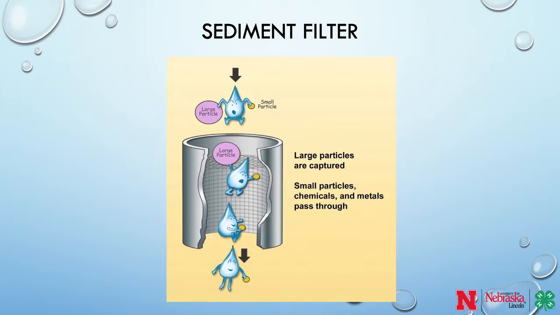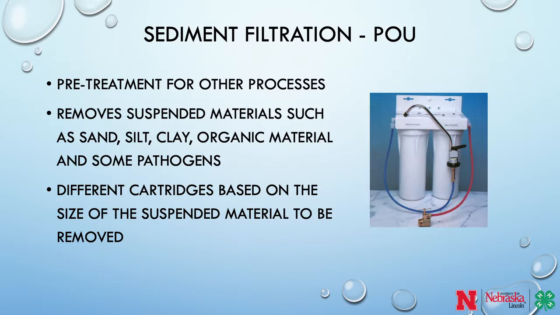Sediment filters. Large particles are captured. The small particles, chemicals, and metals pass on through with the water. Sediment filtration is considered a point-of-use device. It's often a pre-treatment for other processes. It removes the suspended particles and materials such as sand, silt, clay, any other organic matters or some pathogens. And there are different cartridges based on the size of the particles. So you'll have the smaller micron versus the larger micron size within your filter.